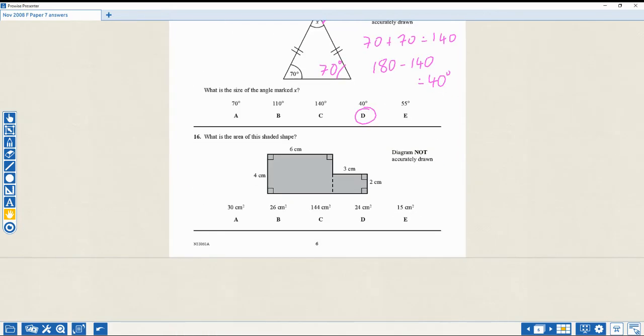Moving on to question 16, what's the area of the shaded shape? So it looks to me like the two rectangles. The area of the rectangle is the length times the width. So 4 times 6 is 24, and then 3 times 2 is 6. So the total area added together is 30 centimetres squared. Next page.